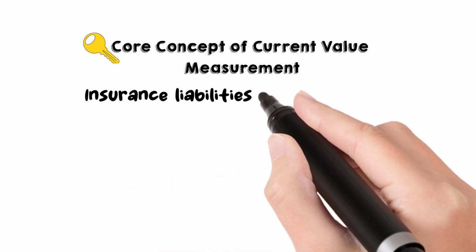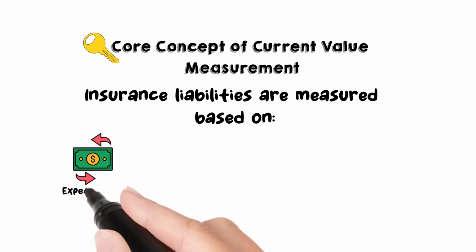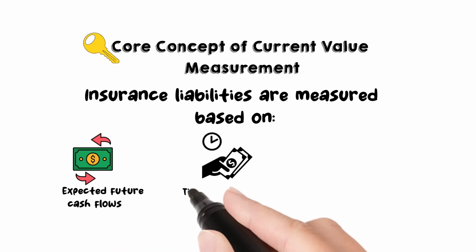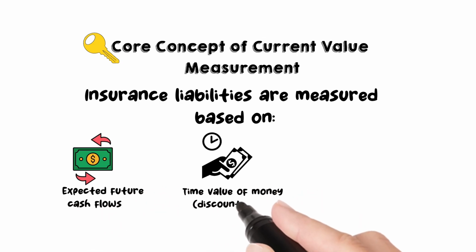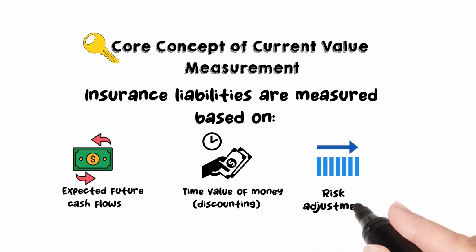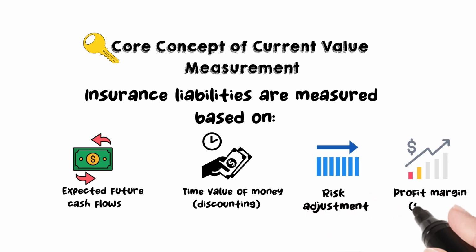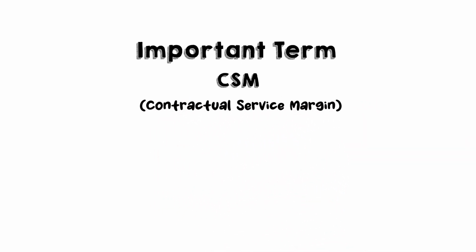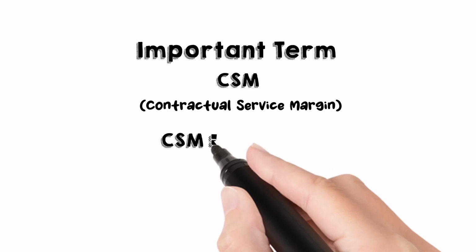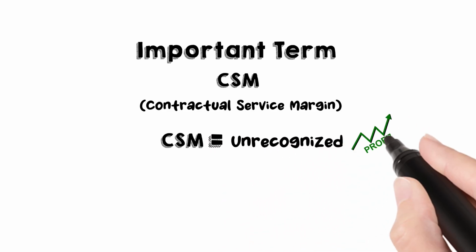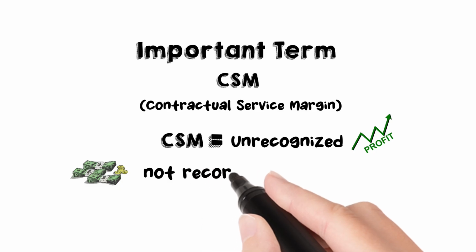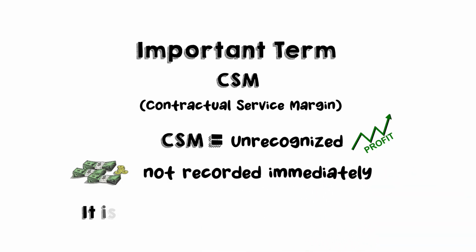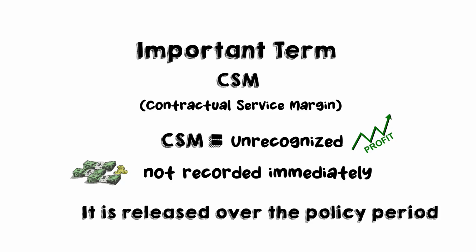Insurance liabilities are measured based on expected future cash flows, time value of money, discounting, risk adjustment, and profit margin, CSM. Important term, CSM, Contractual Service Margin. CSM equals unrecognized profit. Profit is not recorded immediately. It is released over the policy period.